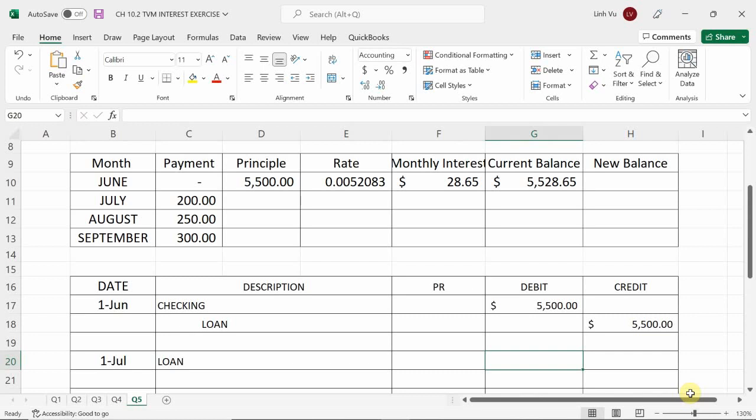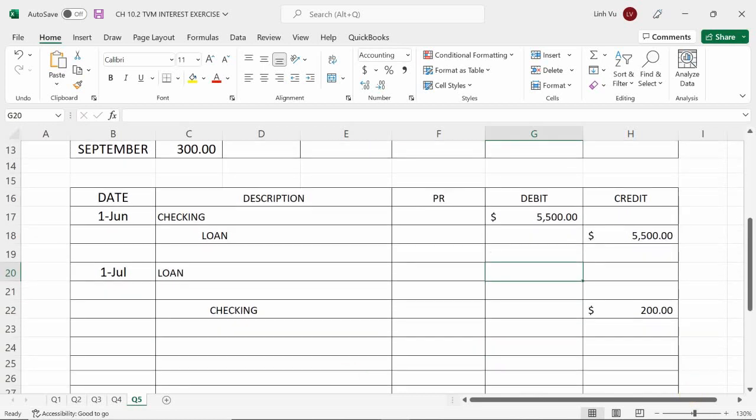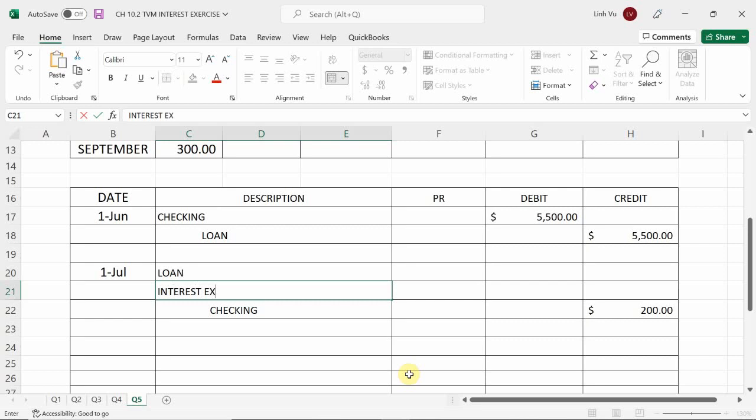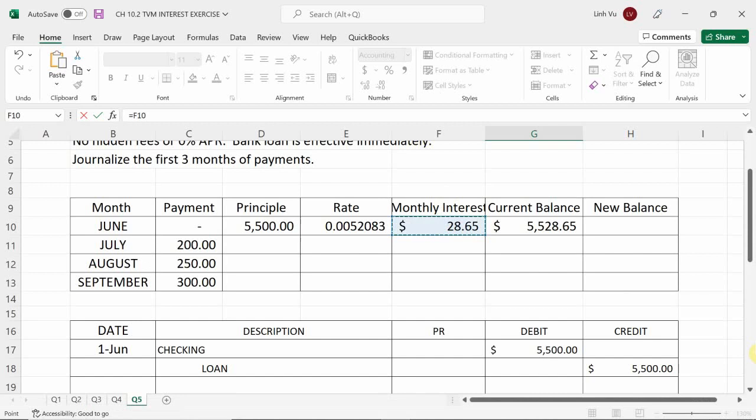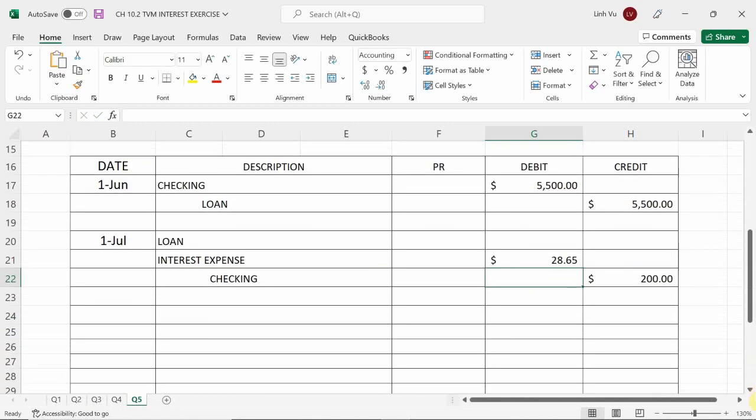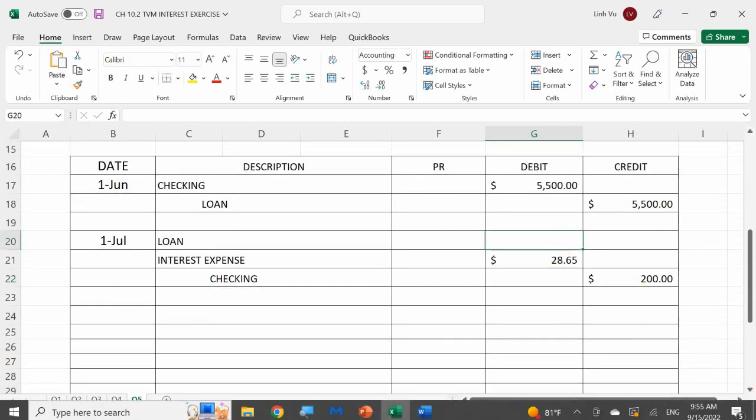What else are you also paying? The interest. You're paying the interest. So good. So you have interest expense. This is the expense account. Okay? So, how much interest are you going to pay first? The $28.65. Good. So then how much money is actually going to go towards your principal?